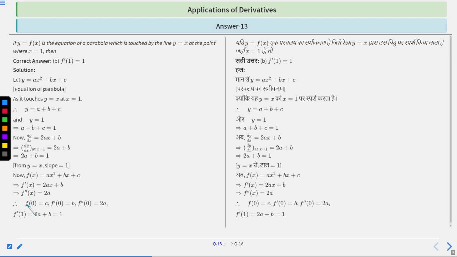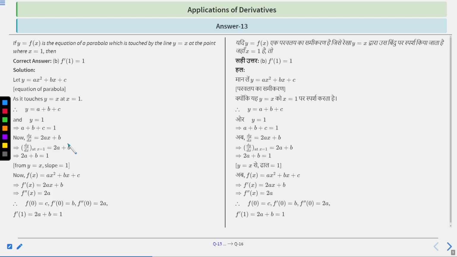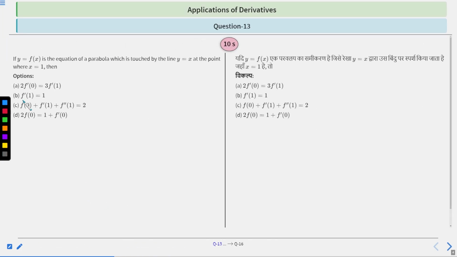Clear? Now, we have to find basically, see, f dash 1 is equal to 2a plus b. Clear? F dash 1 is equal to 2a plus b, and 2a plus b is equal to 1 as from this equation. So f dash 1 is equal to 1 is the right answer. So I think option B is the right choice. F dash 1 is equal to 1. Got it?